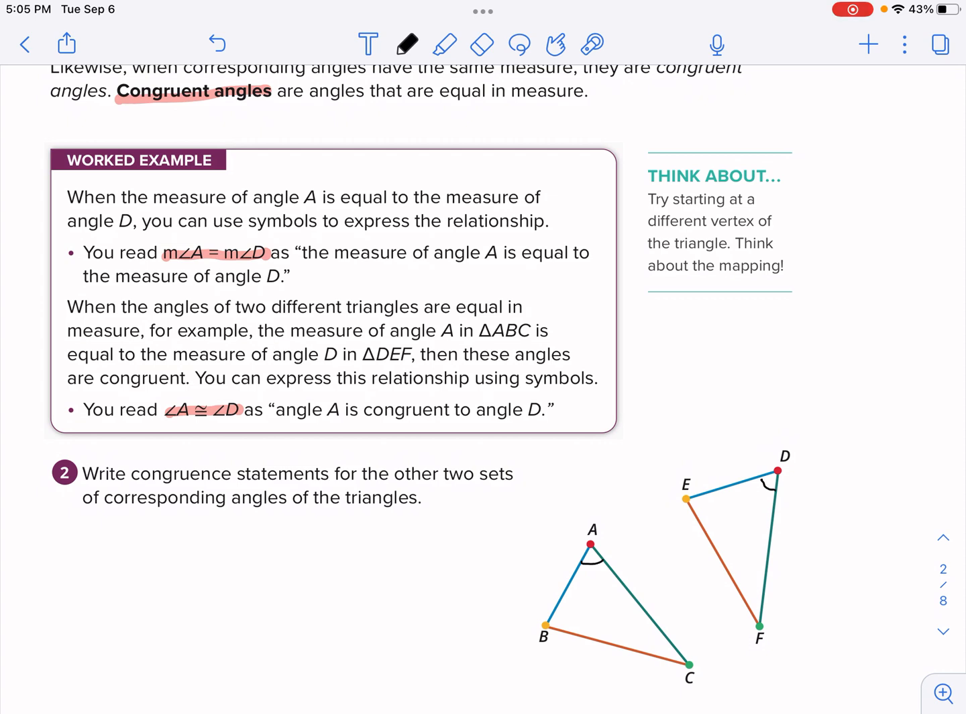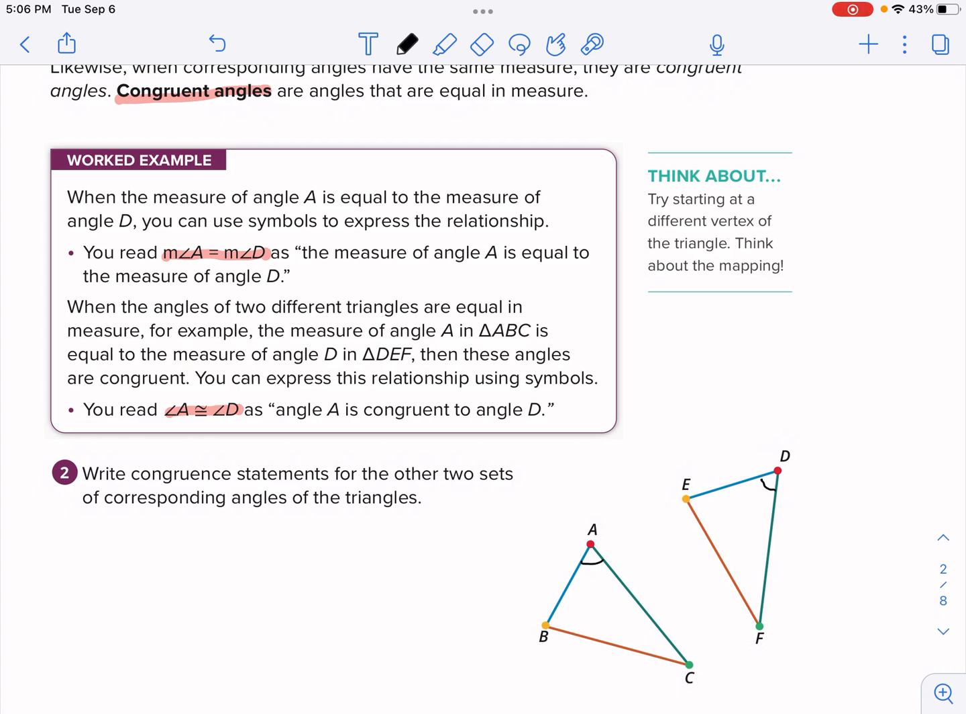So put that arc there, and you can see that it's already color-coded in red, right? A is in red and D is in red. So that helps us identify it, but we're not always going to have that. So we're just looking at which parts correspond in these two congruent figures. Let's go ahead and draw those angles for number 2. Write congruent statements for the other two sets of corresponding triangles.